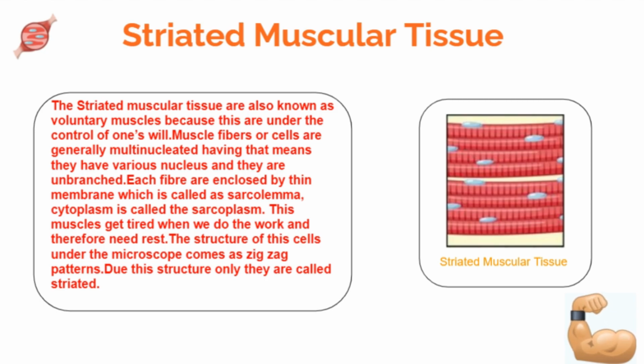These muscles many times get tired when we do work and therefore need rest. The structure under the microscope of the cells present in these muscles comes like a zigzag pattern. That means whenever under the microscope we want to study these structures or cells of the muscles, we find that there are zigzag patterns. Why these zigzag patterns are present? About this you will learn in some higher classes, and due to the structure they are called striated.